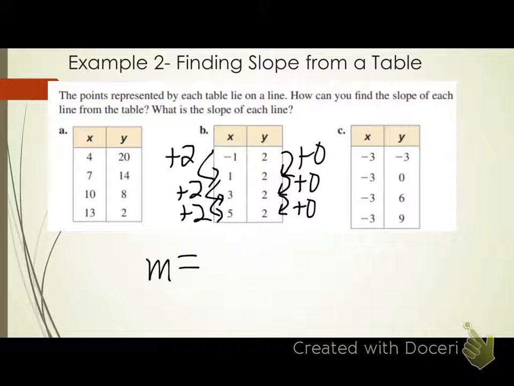So what number would go in my numerator here? 0, because that's my change in my y's. That's my rise. What would go in my denominator? 2, because that's my change in x. What's 0 divided by 2? 0. Everyone okay with that? Can I erase and move on?